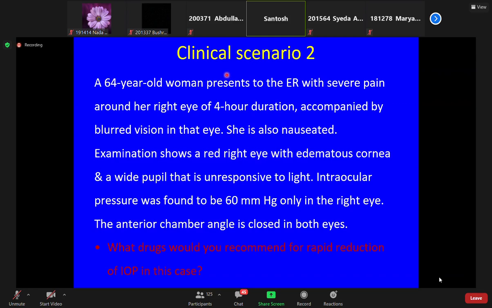Is that clear? Doctor? Yes. I have a question. Can I ask? Yes, yes. Okay, so could you repeat why do beta blockers have little effect on the size of the pupil?